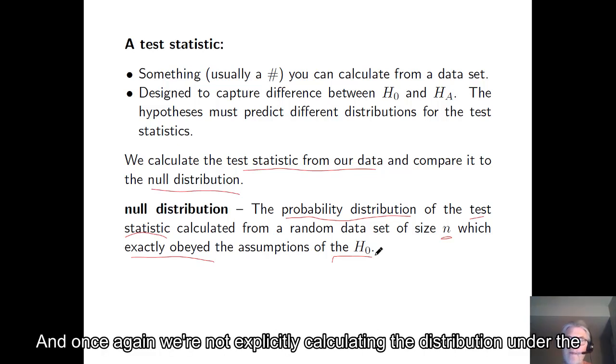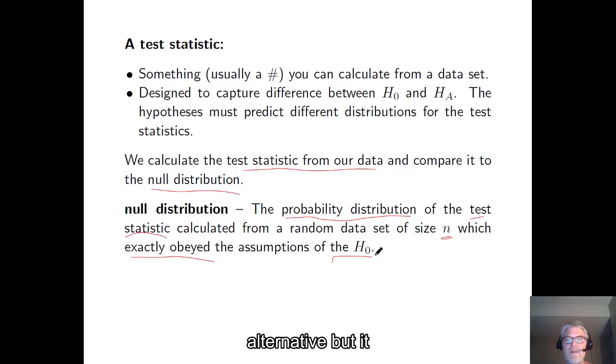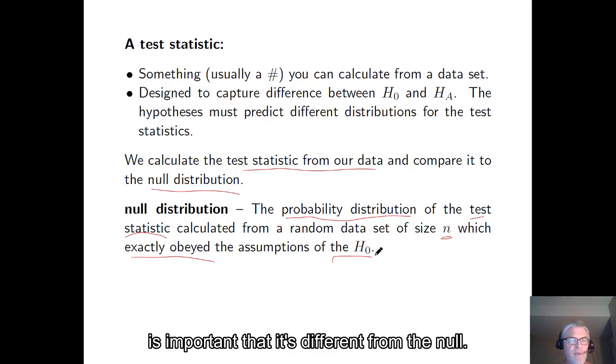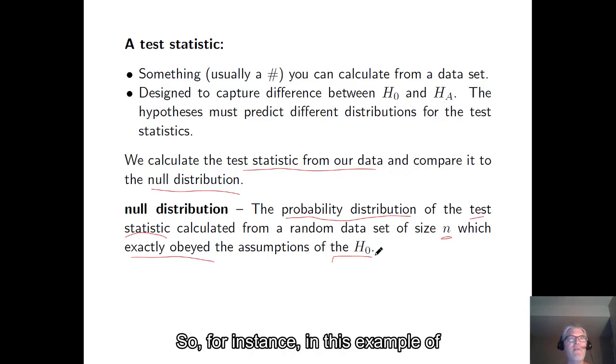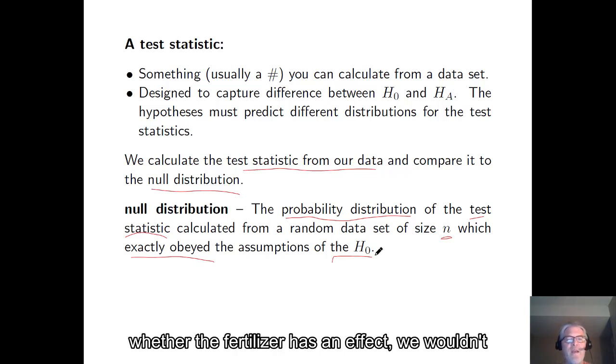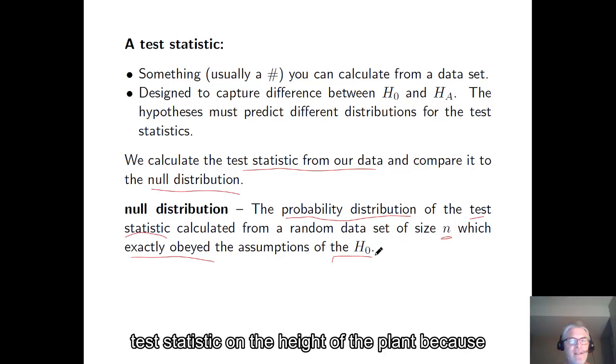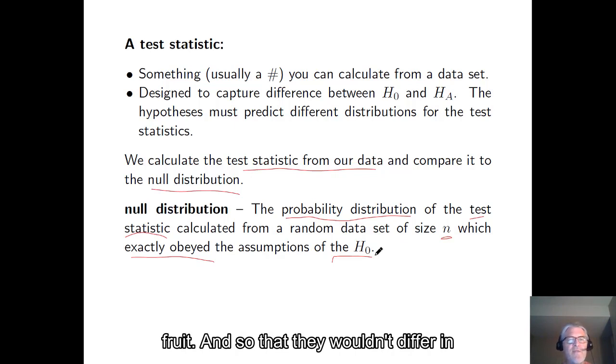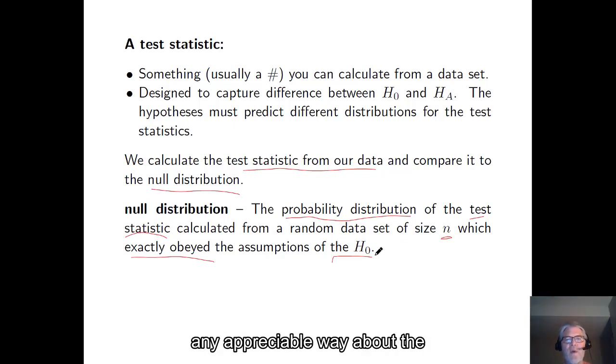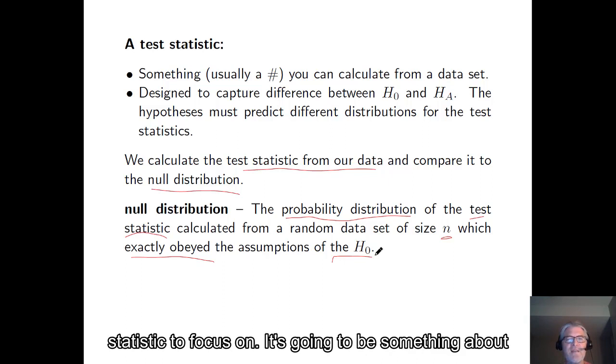And once again, we're not explicitly calculating the distribution under the alternative, but it is important that it's different from the null. So for instance, in this example of whether the fertilizer has an effect, if we're interested in fruit mass, we wouldn't calculate a test statistic on the height of the plant, because our hypotheses are about the mass of the fruit, and so they wouldn't differ in any appreciable way about the height of the plant. That would be a useless test statistic to focus on.